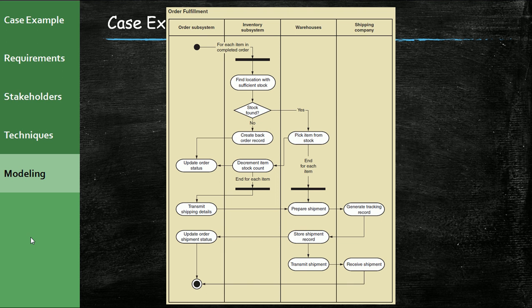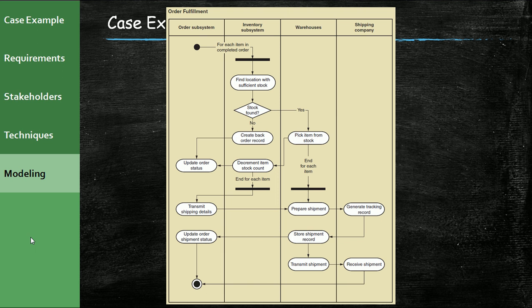And also, for each item, we transmit the shipping details, prepare the shipment, generate the tracking record, store the shipment record, transmit the shipment, receive the payment, and then we stop. So you can kind of get a sense of all the activities that happen.